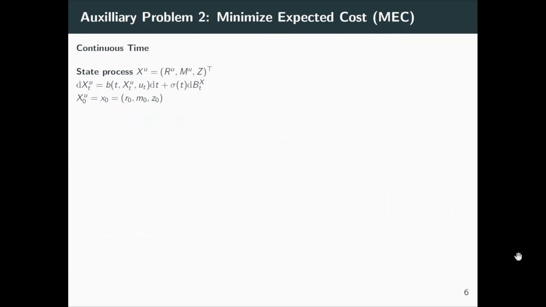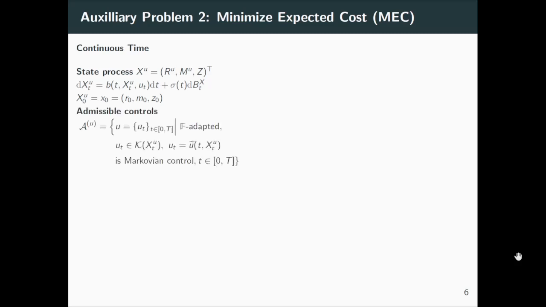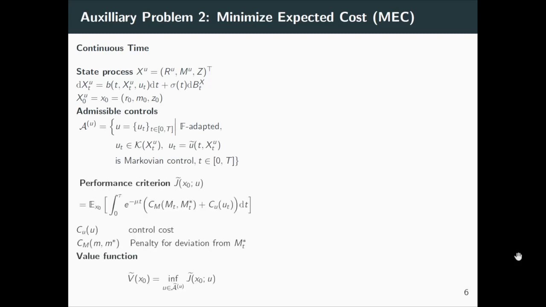Let's consider the auxiliary problem 2 with the state process X given by the reservoir, soil moisture, and external inflow with an initial value Xn. The control U satisfies the same admissible control of the original problem. However, the objective function here measures the expected discounted aggregate cost given by the penalty for the deviation from the optimal soil moisture and the control cost over the random time. Quadratic or linear cost can be considered. The goal is to find the optimal flow rate which minimizes tilde J.